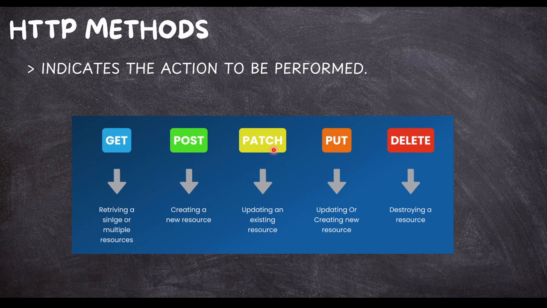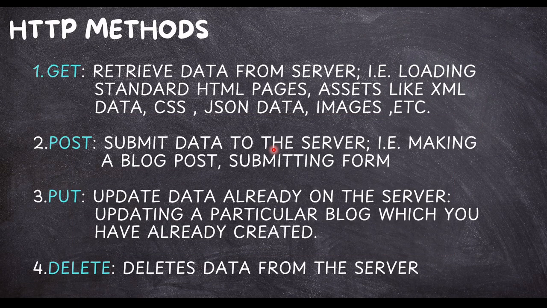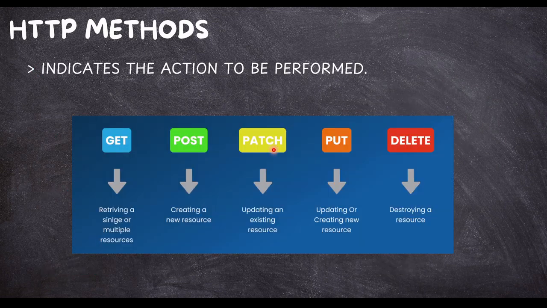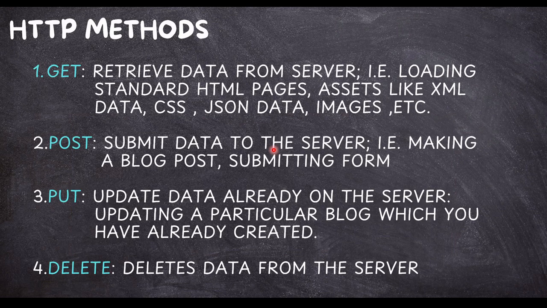Some other methods are patch, which basically means making some changes in existing data over the internet. Put means to put something new over the internet, or create a whole new resource on the internet. Delete, as the name suggests, deletes some already existing resource on the internet. Here you have seen 5 methods, but the most frequently used are these 4: get, post, put, and delete.